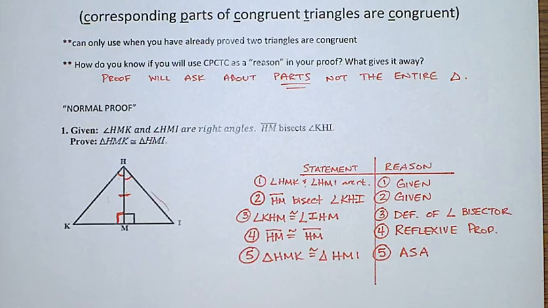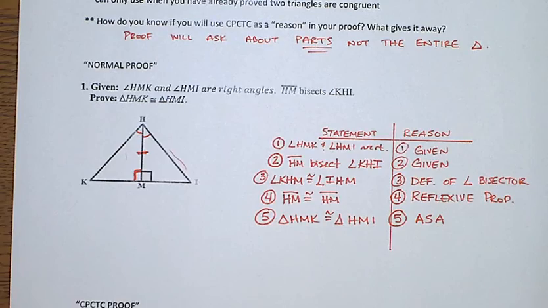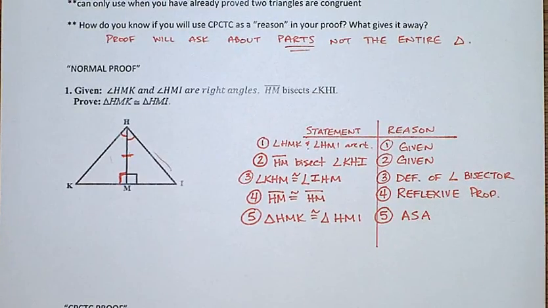Okay. All right. That's our first proof, and that's just using regular old triangle proofs. Notice we did not use CPCTC there because they asked us to prove that two triangles were congruent.